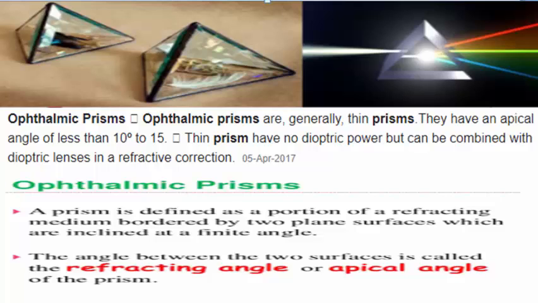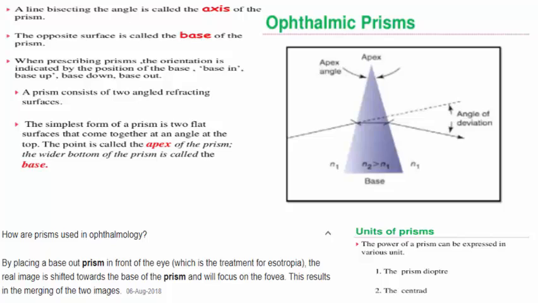An ophthalmic prism is defined as a portion of a refracting medium bordered by two plane surfaces which are inclined at a finite angle. The angle between the two surfaces is called the refracting angle or apical angle of the prism. In the diagram of the ophthalmic prism, you can see the apex angle and the base of the prism.